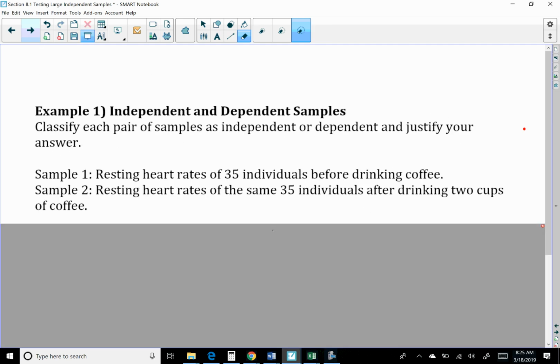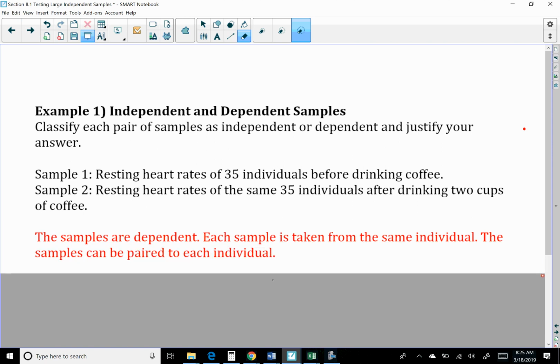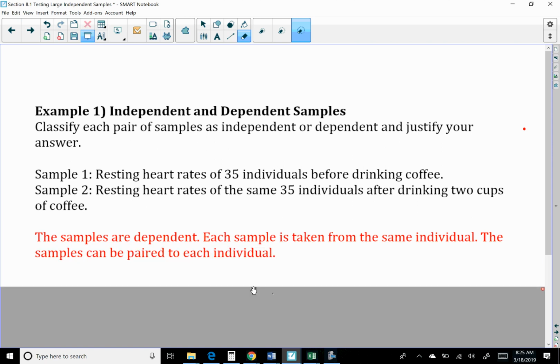Example 1, independent and dependent samples. Classify each pair of samples as either independent or dependent and justify your answer. Sample 1, resting heart rate of 35 individuals before drinking coffee. Sample 2, resting heart rate of the same 35 individuals after drinking 2 cups of coffee. Independent or dependent? Dependent. We just got done talking about that, right? The samples are dependent. Each sample is taken from the same individual. The samples can be paired to that individual.